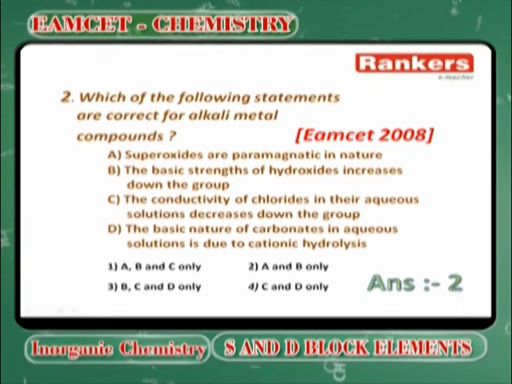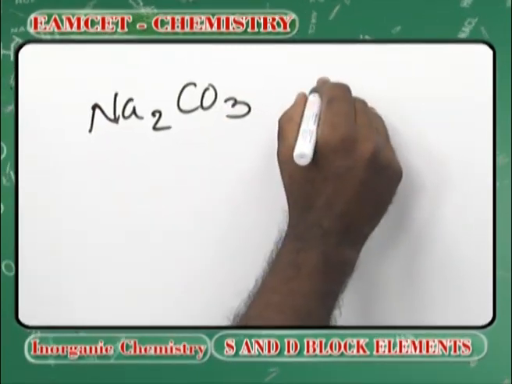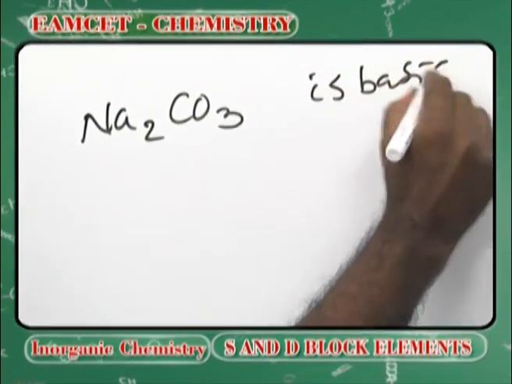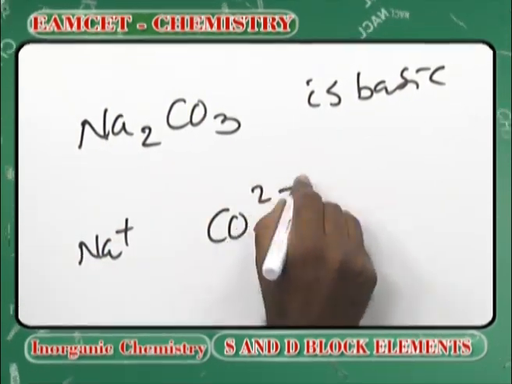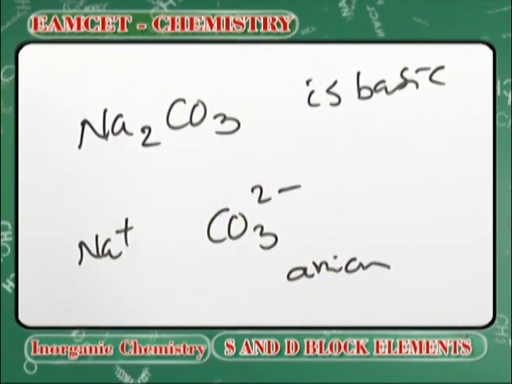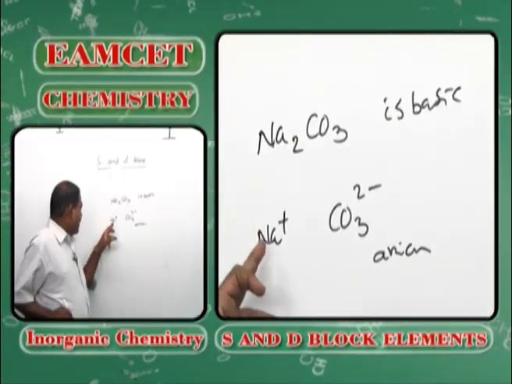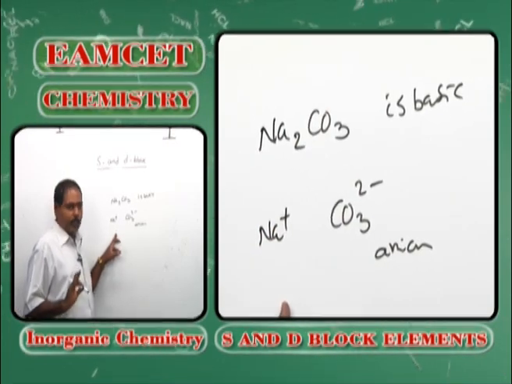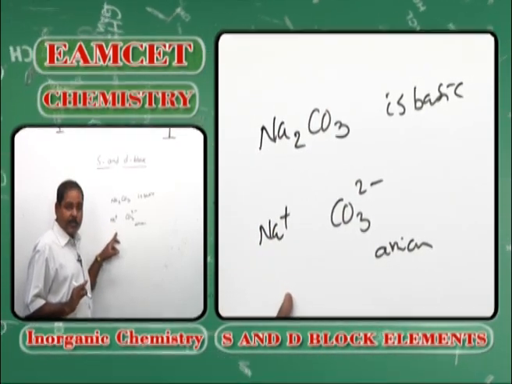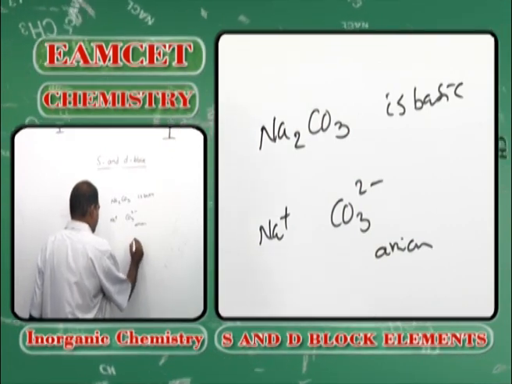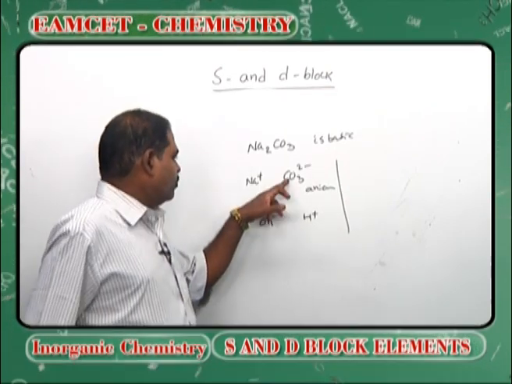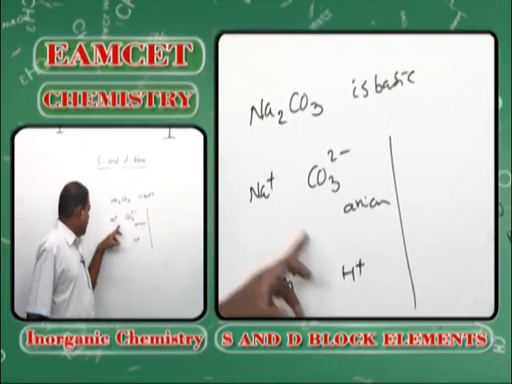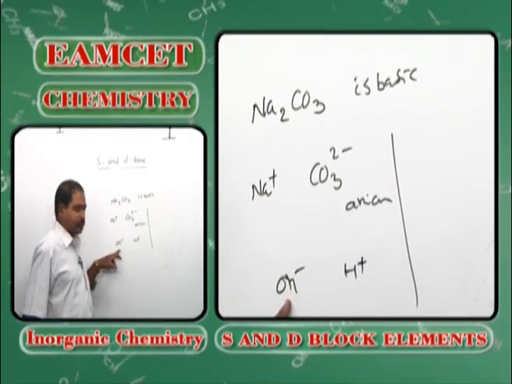The basic nature of carbonates in aqueous solution is due to cationic hydrolysis. Basic nature of carbonates, look here. Let me talk about sodium carbonate. Sodium carbonate is basic, right? Na+ is the cation. CO3 2- is the anion. Suppose Na+ reacts with OH-. What happens? You have H+ and OH- in water. There are two possibilities. CO3 2- may or may not react with H+. Na+ may or may not react with OH-. Water.